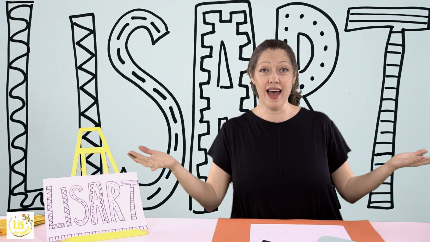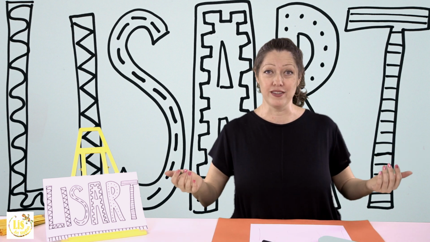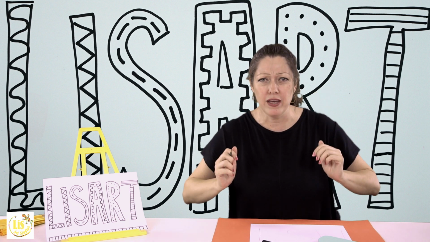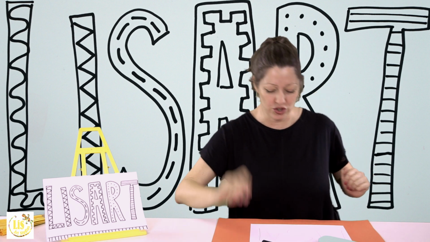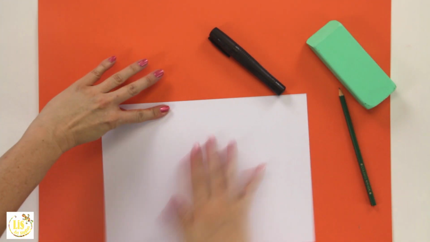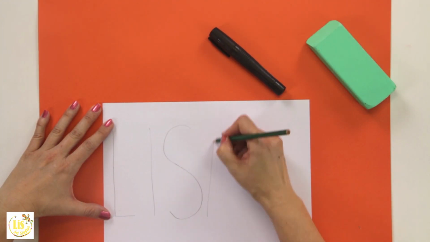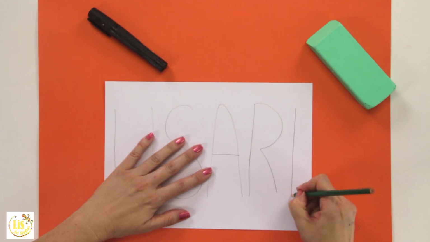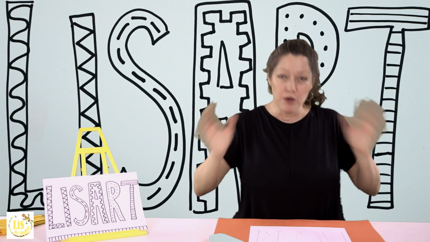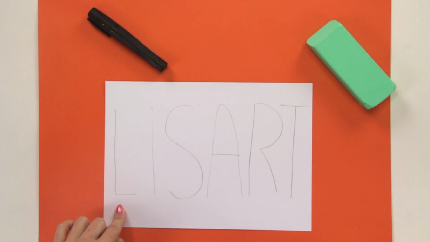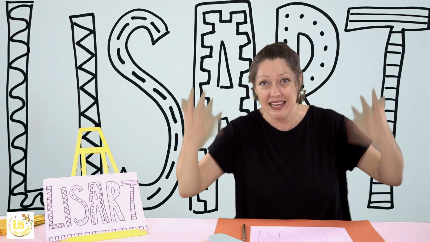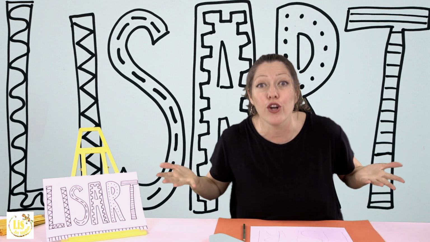Uh-oh! What happened? It doesn't fit. So now I'm going to rub it out and try to fit the whole thing in the paper again. Let's watch. Well, I kind of made it fit, but this L still has to go a little bit more that way. So I'm going to rub it out again and go really quickly and try it again. It's okay, we're learning.